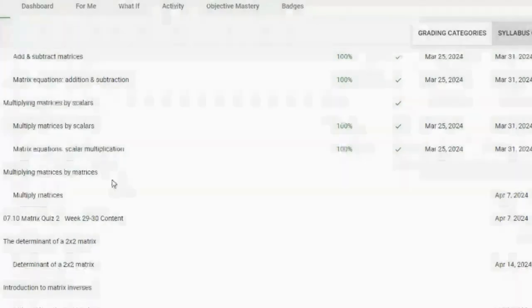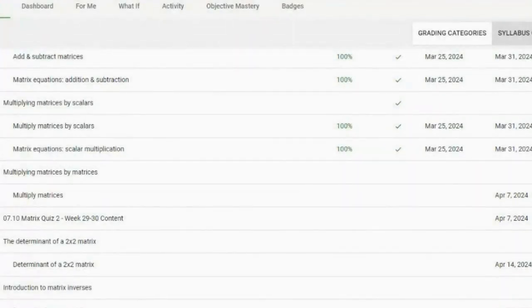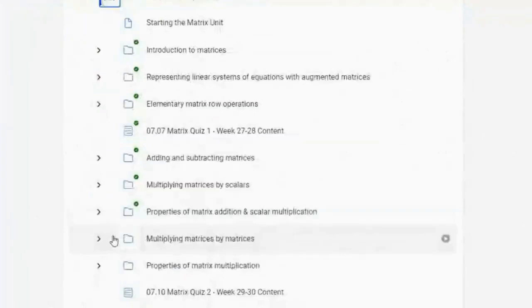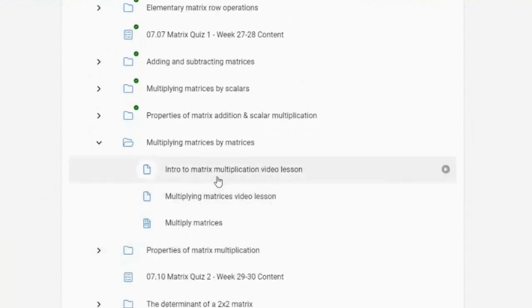And what did we do last week? Scalar multiplication. So let's go to the activity screen. Scalar multiplication was right there, and look, quiz 2 is here. We've got 2 folders between us and quiz 2. We need to look at the multiplying matrices folder, which has 2 lessons and the assignment.